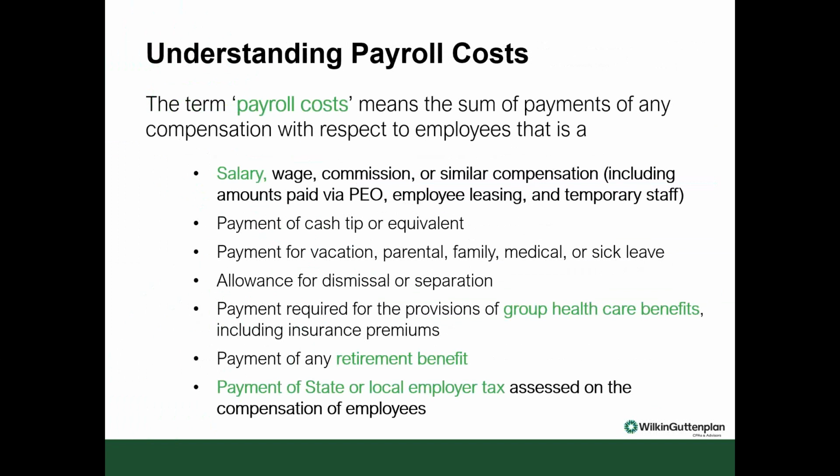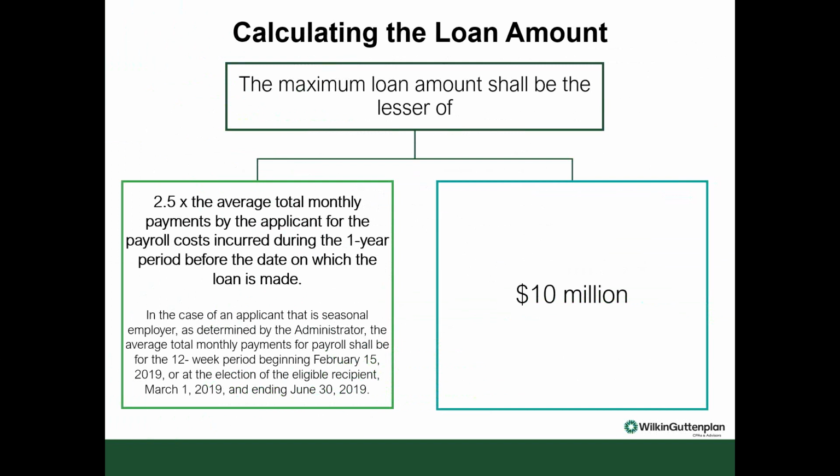Slide forward, please. Okay, so what amount of a loan do you qualify for? You basically take your average total monthly payroll costs incurred during the prior years we've just discussed, and you multiply that by 2.5, and that becomes the amount you qualify for a loan, unless that amount is in excess of 10 million, at which point in time the loan is capped at 10 million. So the simple basics are calendar year average monthly payroll cost times 2.5 times, and that's what you qualify for a loan.